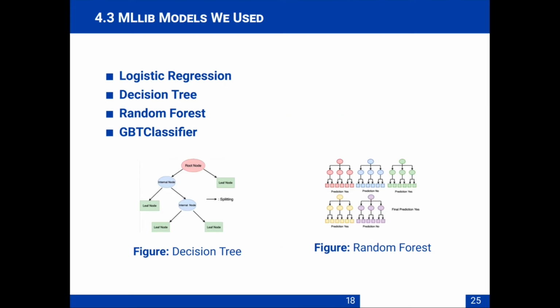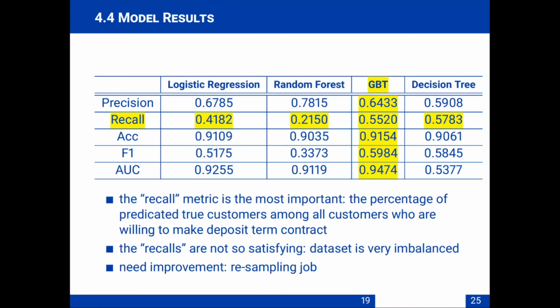In this project, we have tried 4 different models in the ML library in Spark to make a prediction of deposit term: logistic regression, decision tree, random forest, and GBT classifier. Here are the results of our models. Among all, GBT classifier has the best performance since it has the highest F1 score, AUC, and accuracy.